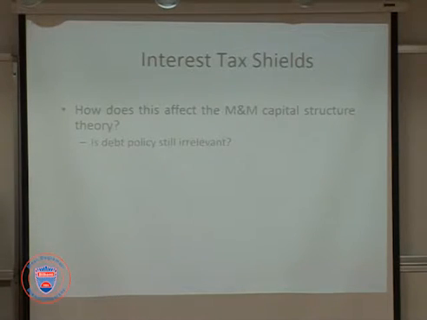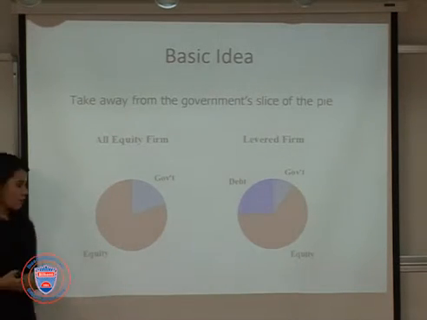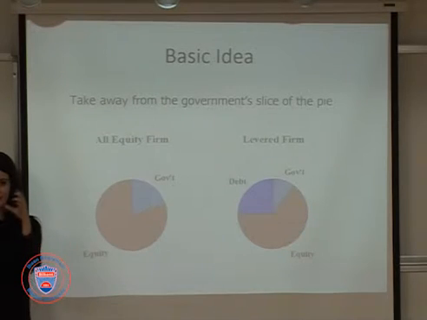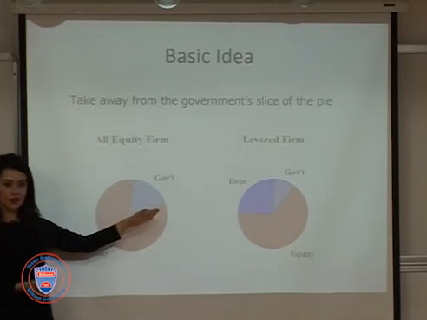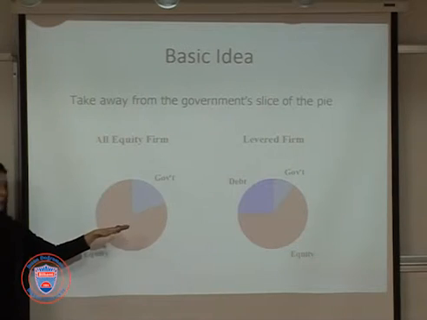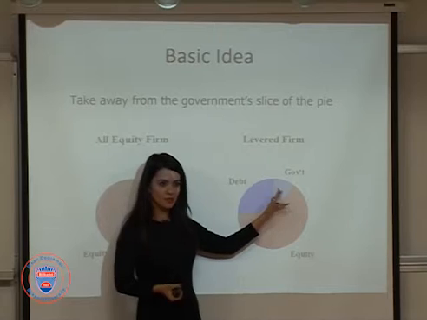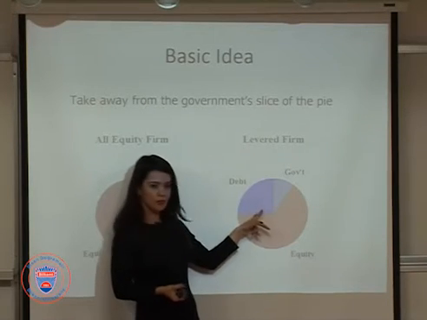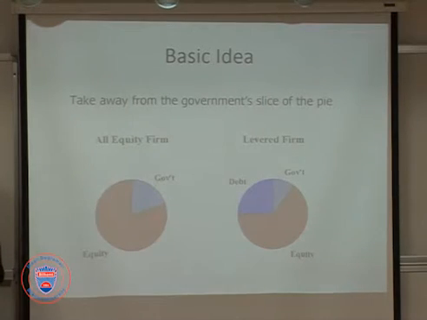So how is it going to affect Modigliani and Miller propositions? Let's look at this. Basically, for this, we again have a slice. If you don't have any debt, you pay some tax to the government. The remaining part goes to the equity holders. When you have leverage, you have less money paid to the government. You have some debt, and then you have equity payments. So again, you're looking at the same slice.